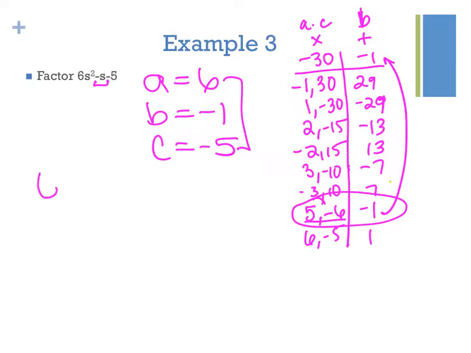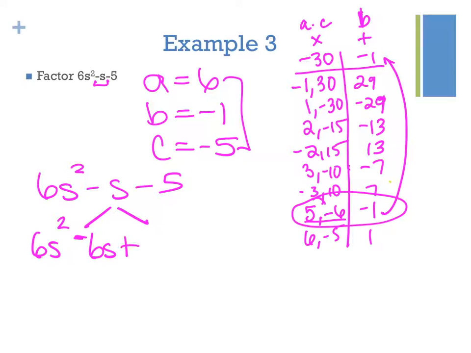So that means I'm going to break apart this negative s, and instead of negative s, I'm going to rewrite that as minus 6s plus 5s. Now, sometimes students will ask, does it matter what order the 5 and the 6 go in? No, because addition is commutative. I could switch these two around and say 5s minus 6s.